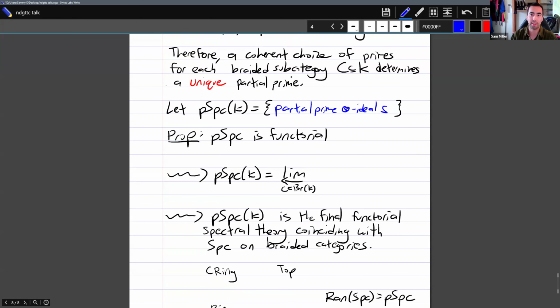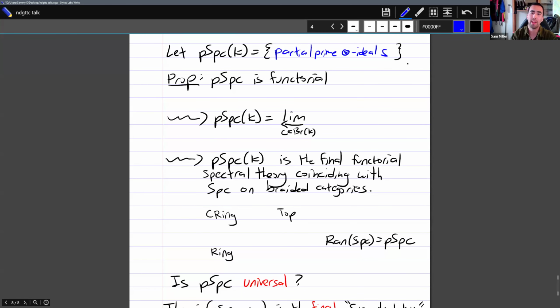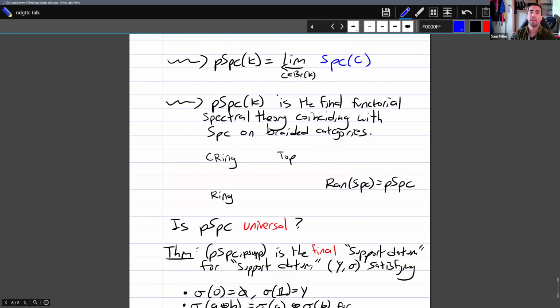And sort of by this characterization here that every coherent choice of primes for every braided subcategory determines a unique partial prime, we can write P spec as the inverse limit of just the usual Balmer spectrum of C, where C runs over all braided subcategories of K. And with a little work, we can show then that P spec is indeed this final functorial spectral theory that coincides with spec on braided categories.